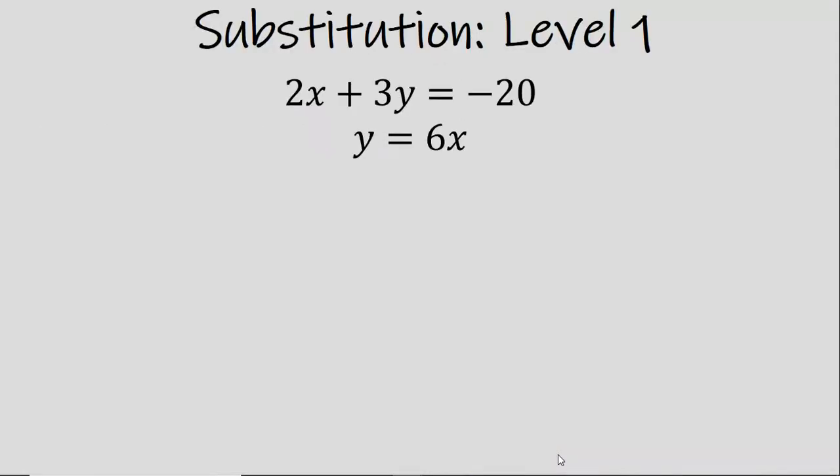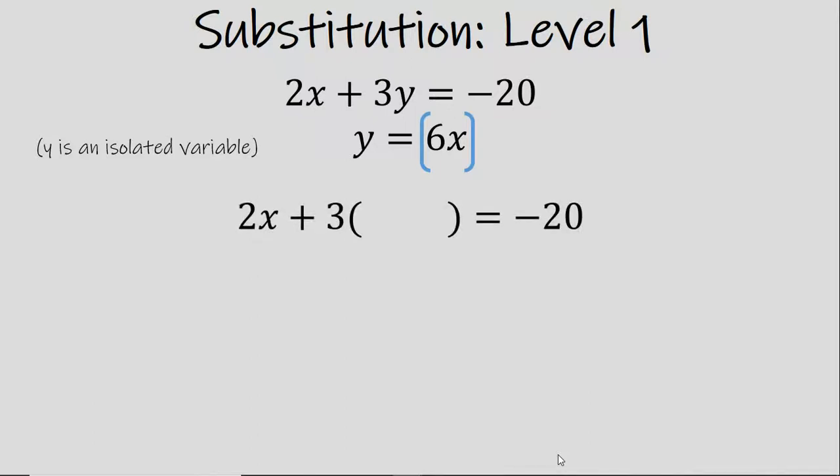Here we have a system of equations, because there are 2 equations with 2 or more variables. Looking at these equations, the second equation has y by itself, which means y is our isolated variable. Since it says y equals 6x, that means that expression 6x can be substituted into the other equation wherever we see a y. So if we rewrite the first equation and remove the y, we can substitute its expression in. Now, this equation only has one variable, so we can solve.